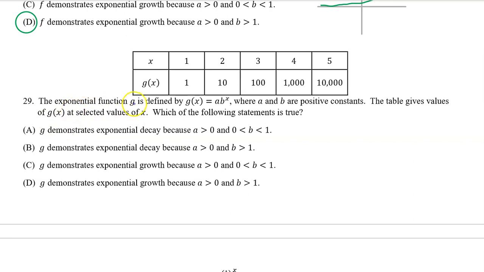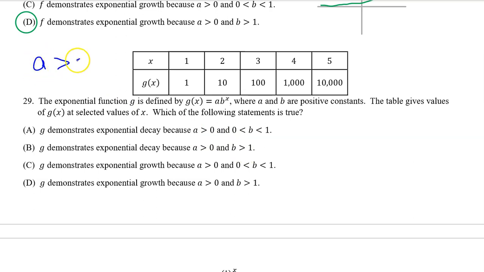29. The exponential function g is defined by g of x equals a times b to the x power, where a and b are positive constants. The table gives values of g of x at selected values of x. Which of the following statements is true? Okay, this is just like the last one. I can't actually tell exactly what the a value is without doing some work, but I don't really need to know the exact value of a.